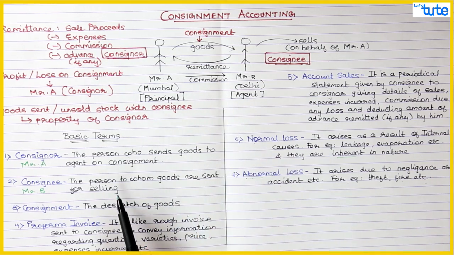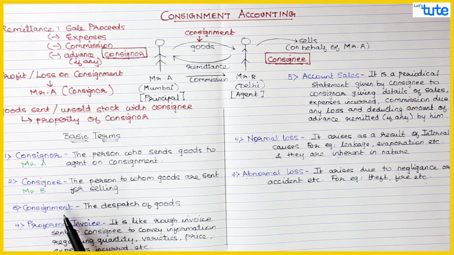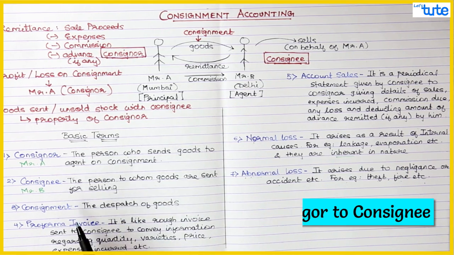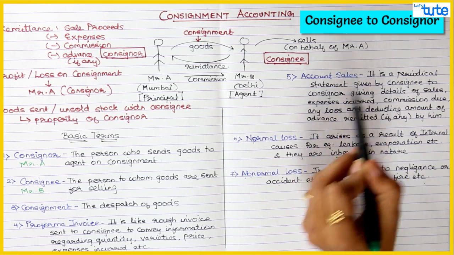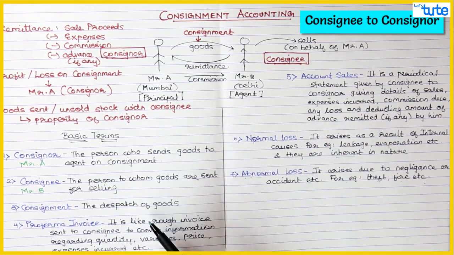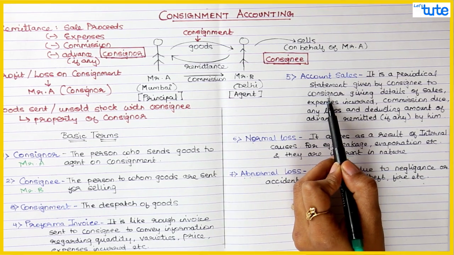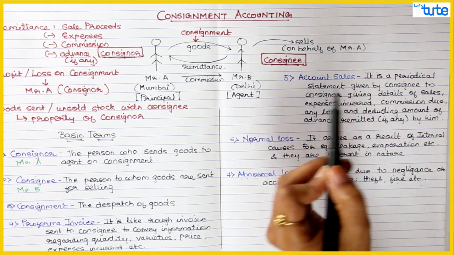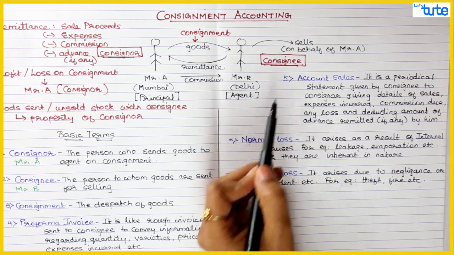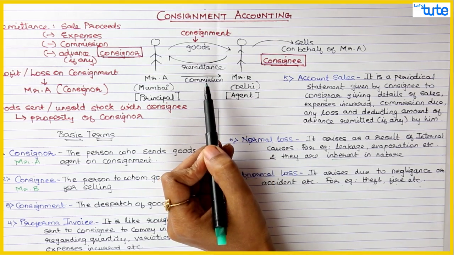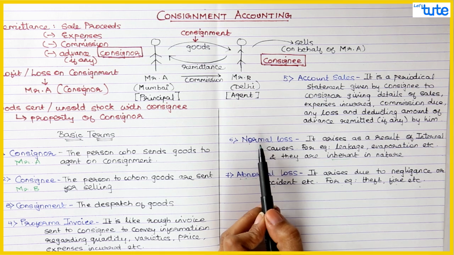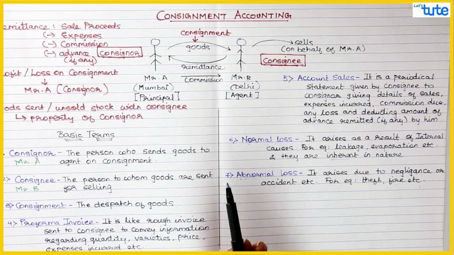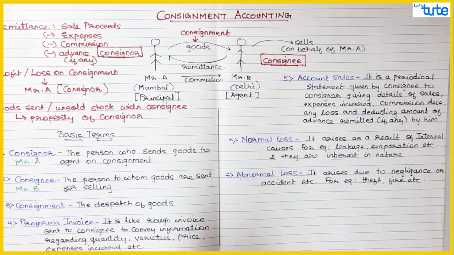Consignor, person who sends, consignee, person who receives, consignment, the goods which are dispatched, Proforma invoice is given by consignor, and account sales is given by consignee. They might ask you this as objective, so do remember these words, Proforma invoice and account sales. Sometimes they mention account sales in the question, that account sales denotes that. So account sales means B, that is consignee, has denoted all the information in that. Normal loss, which is inherent, which is going to happen, and abnormal loss, which is not predicted and it might or might not happen, depends on your question.